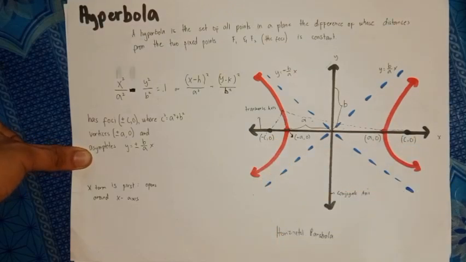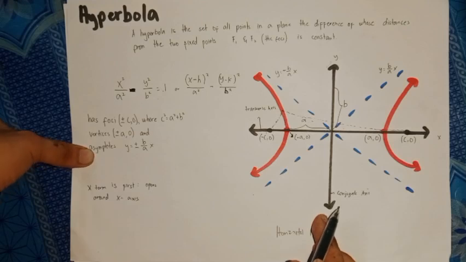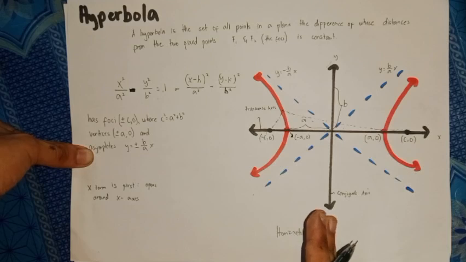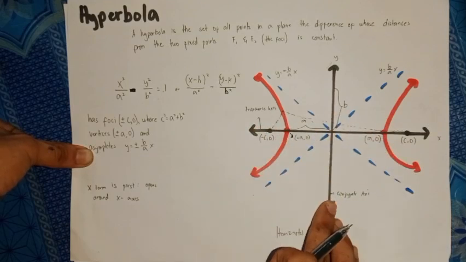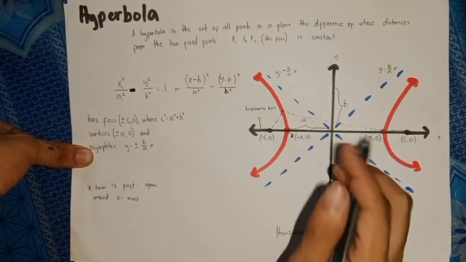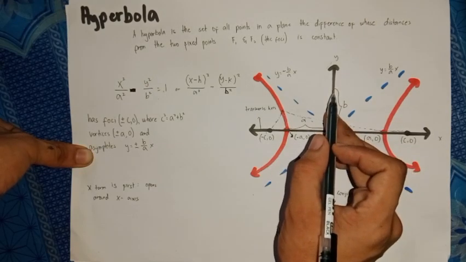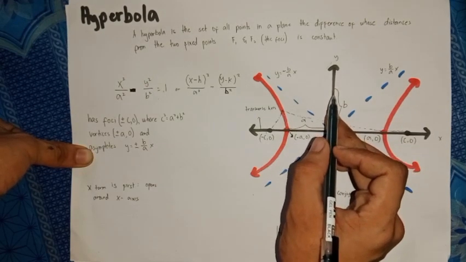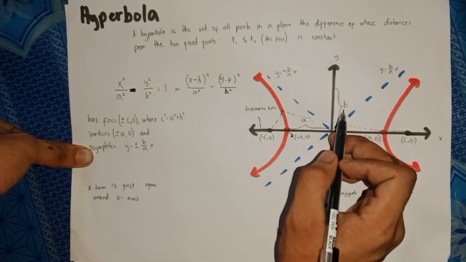Next, we have the conjugate axis. The conjugate axis is perpendicular to our transverse axis. On the conjugate axis, we can see the endpoint, which is denoted as b.